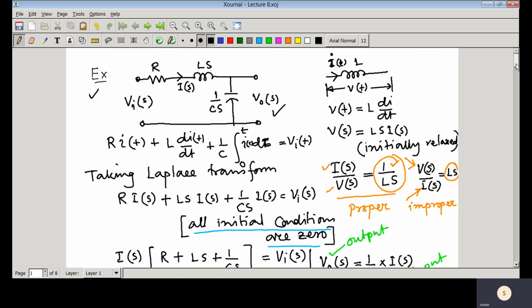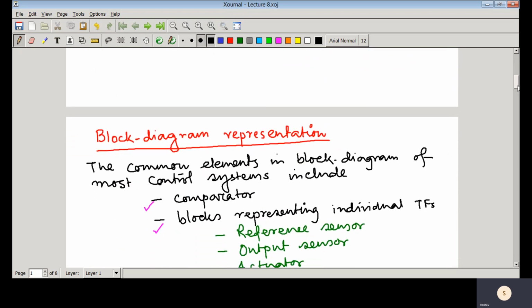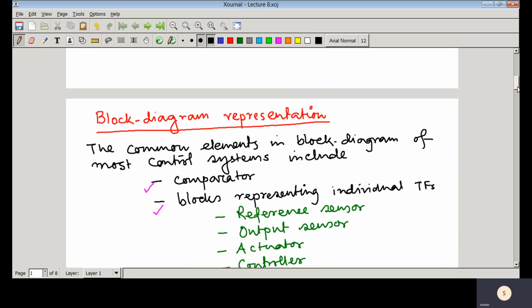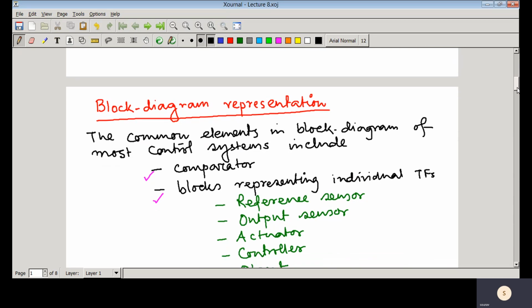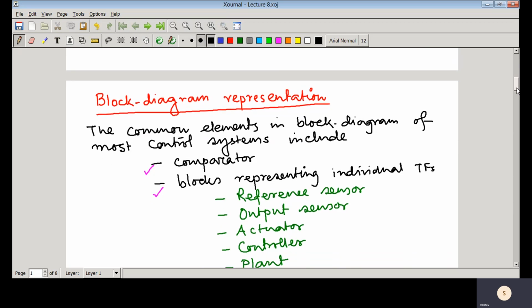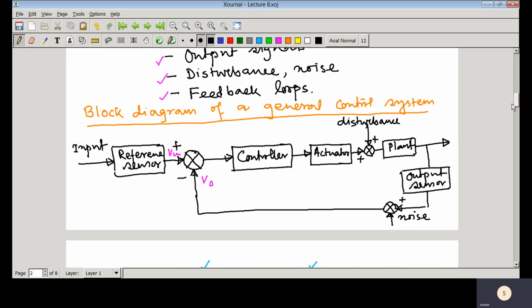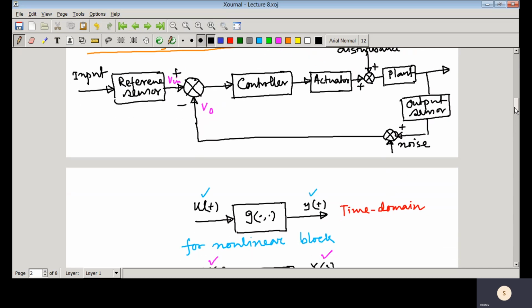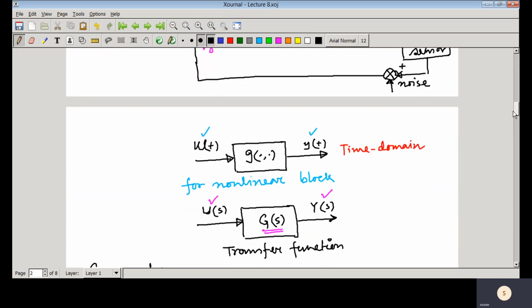So today we have solved one simple example and derived the transfer function for the series RLC circuit. Then we have learned some terminologies of block diagram representations, that is the comparators. These are actually not terminologies, they are some important blocks involved in block diagram representation. And this is the closed loop transfer function, and we have seen the important blocks involved in a closed loop feedback control system.